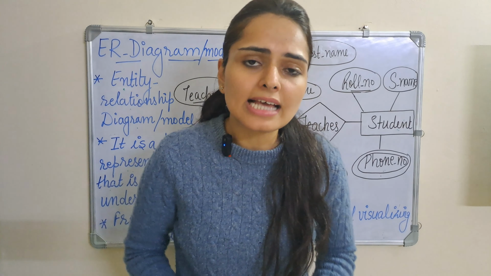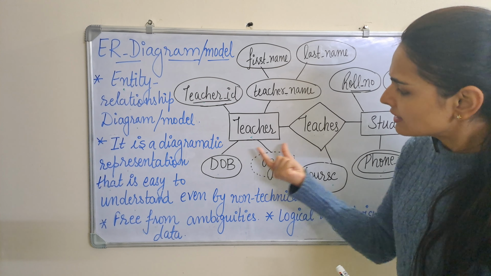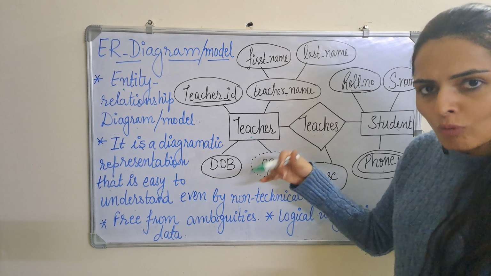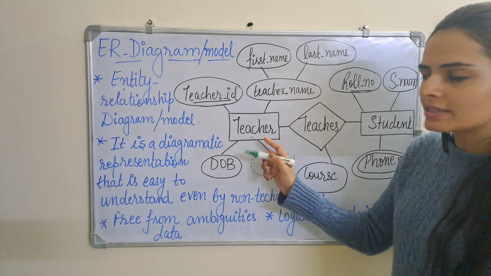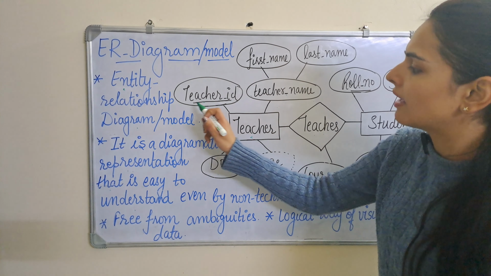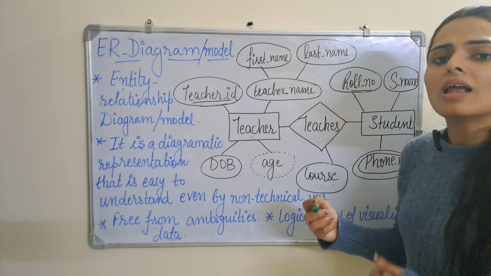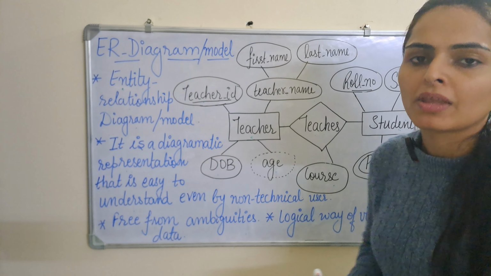So in the next upcoming lecture, we will try to understand what each and every symbol that we are using over here denotes. Say I am using a rectangle over here to represent this, then there is an ellipse, then there is an underline below this one, and there is no underline over here. So we'll understand what each and every symbol over here means.